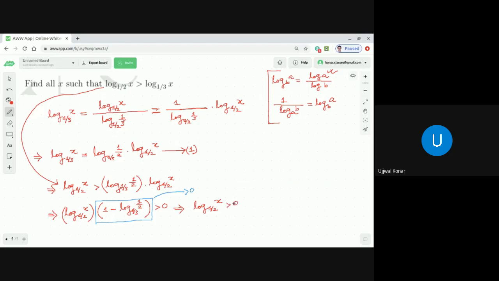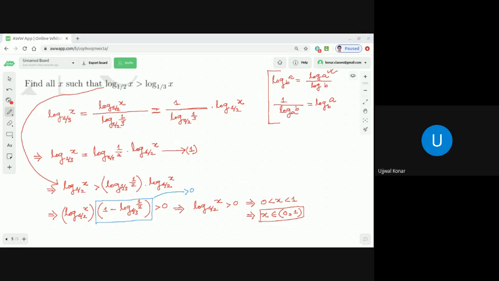Now log of x base 1 by 2 greater than 0 says what? If you recall, dear students, here the base is between 0 and 1. So definitely x should be between 0 and 1. Follow the table, you will get it. This implies 0 less than x less than 1. So the solution set we are going to get is x belongs to the open interval 0 to 1. This is the solution to the given inequation that log of x base 1 by 2 is greater than log of x base 1 by 3.